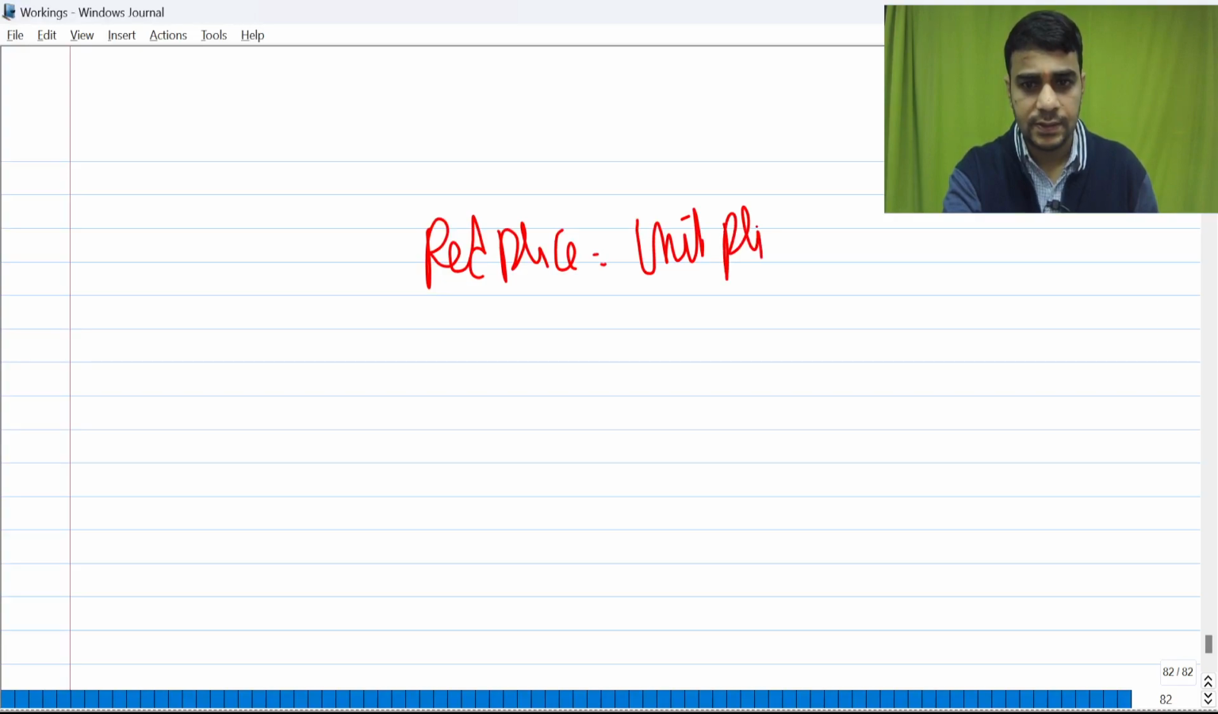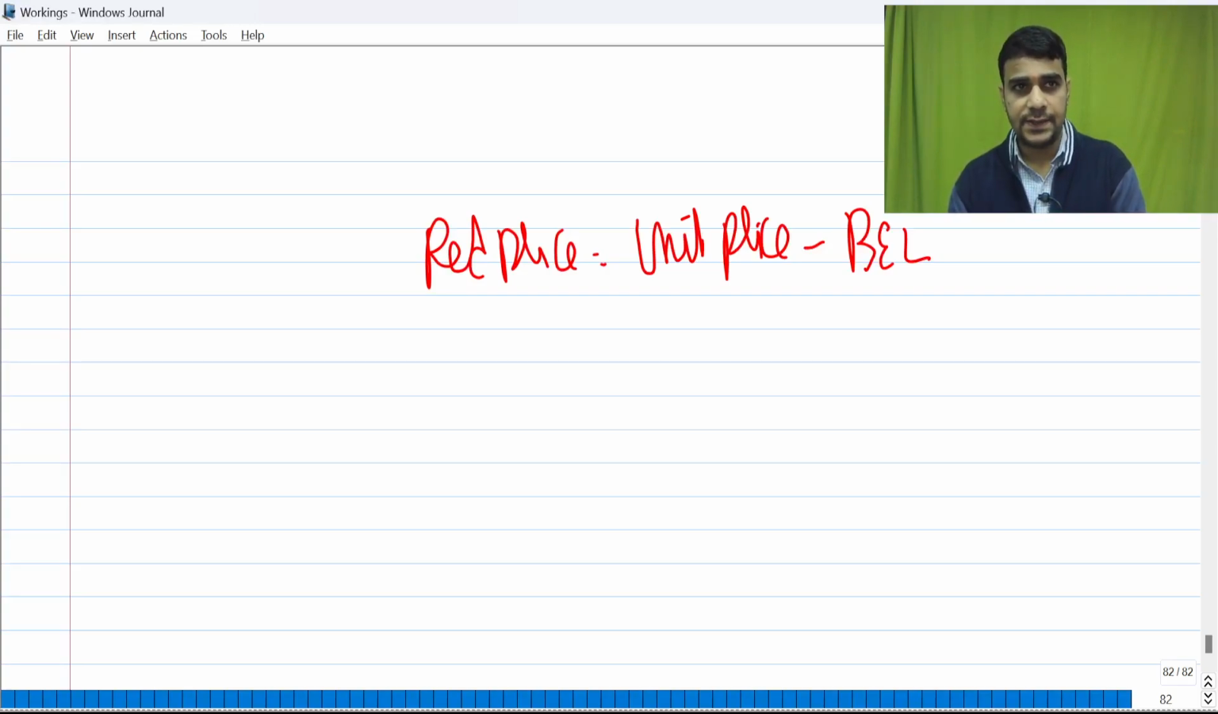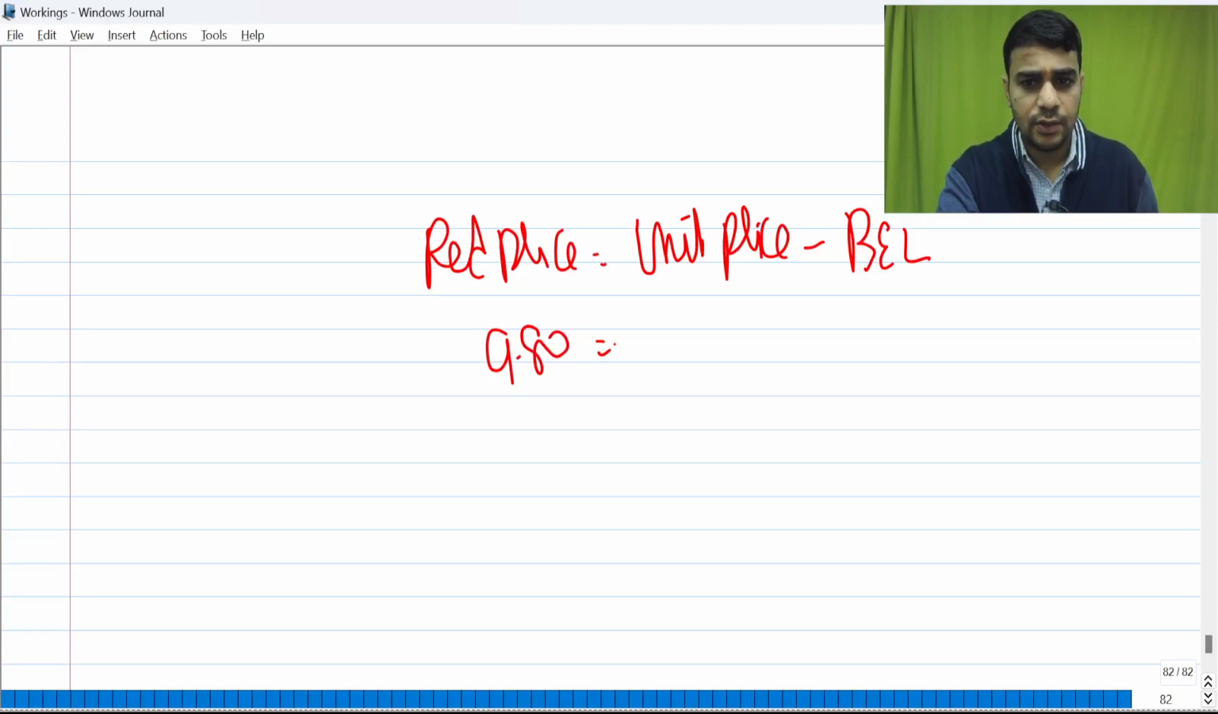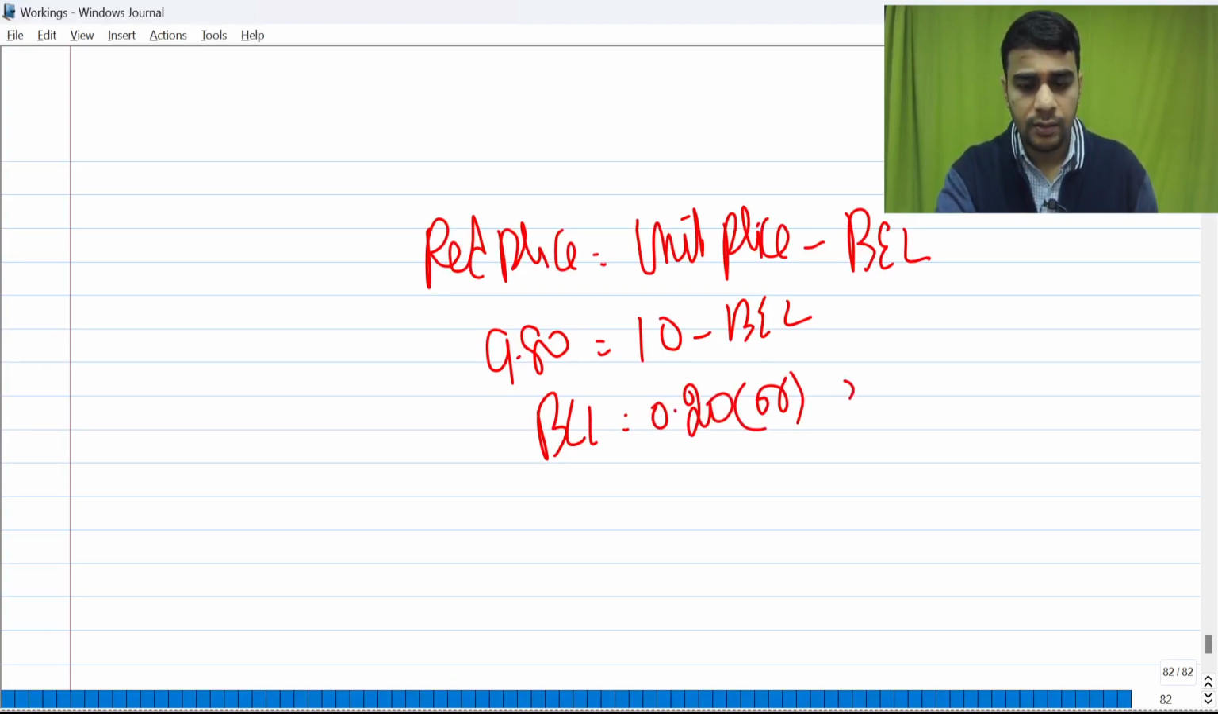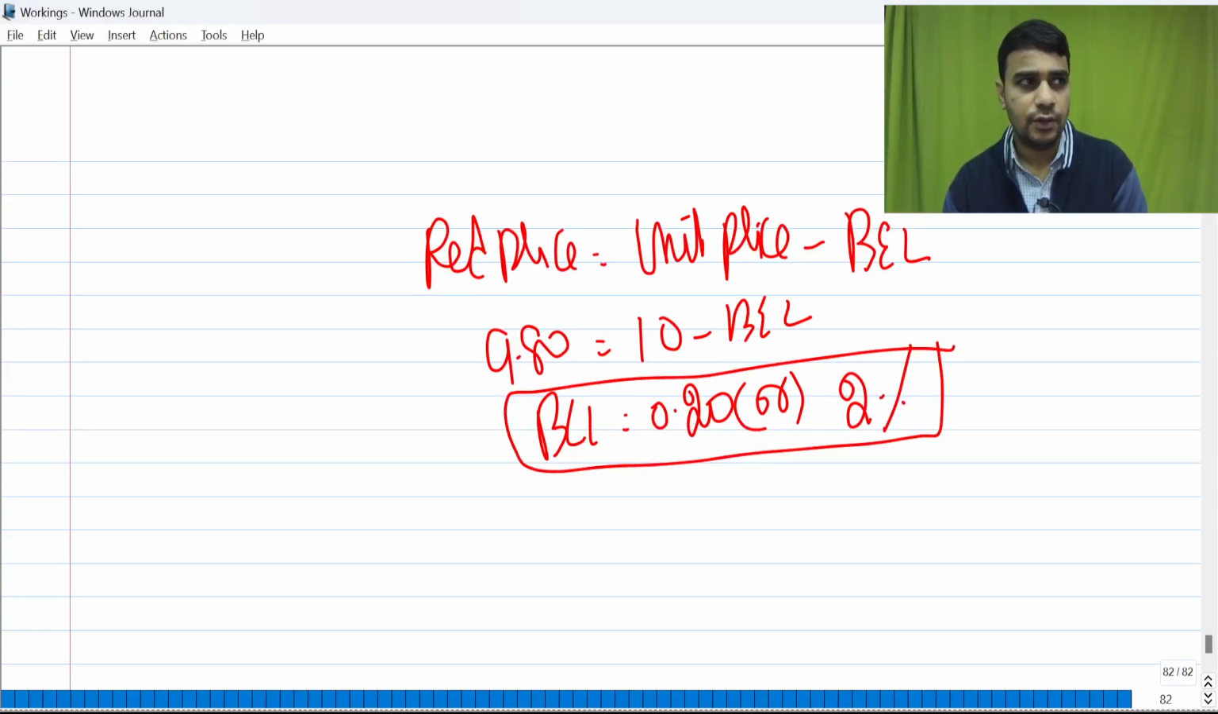Next, redemption price is equal to unit price minus back end load, or technically the exit load. Unit price minus back end load, or the exit price. 9.8 is equal to 10 minus back end load. Back end load is 0.20 or 2%.